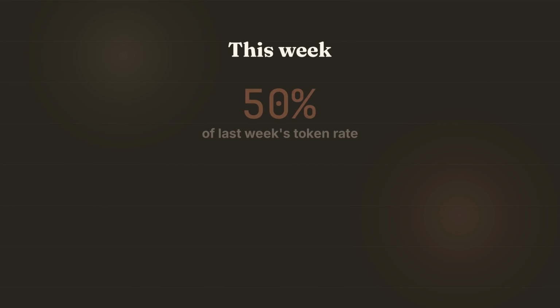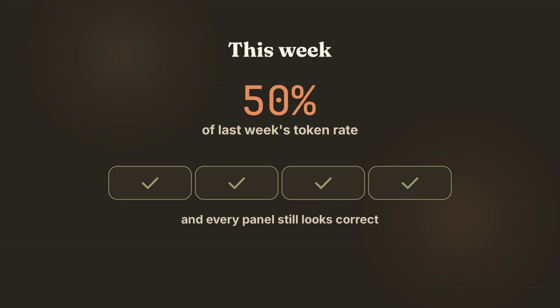So say your token rate is about half what it was last week. The traffic hasn't changed, and every panel you built last time still looks structurally correct. So where should you look next?